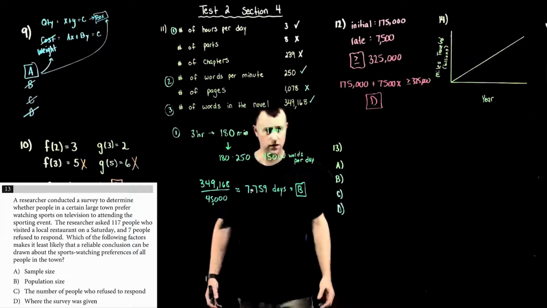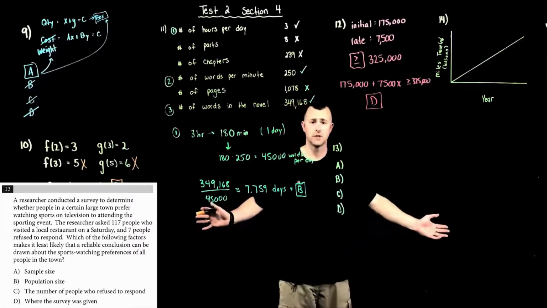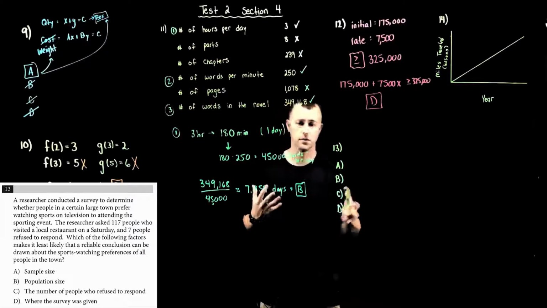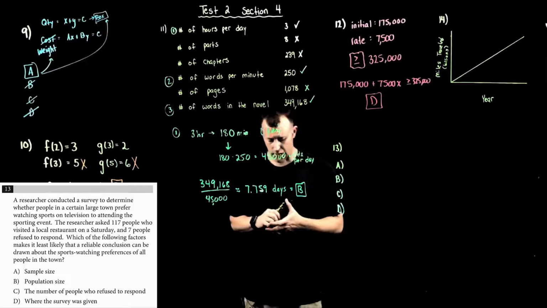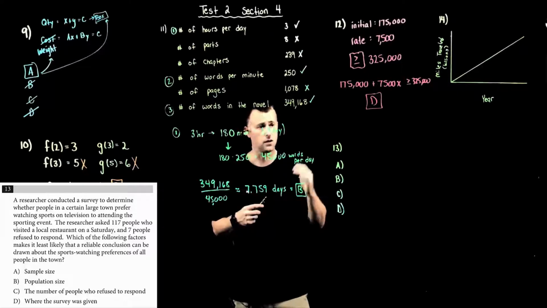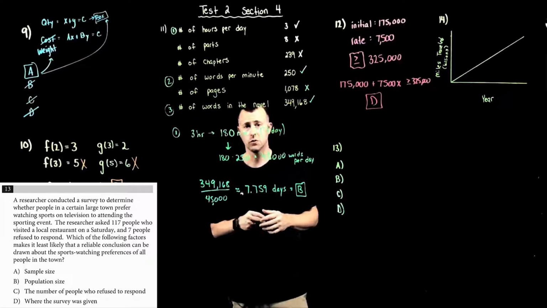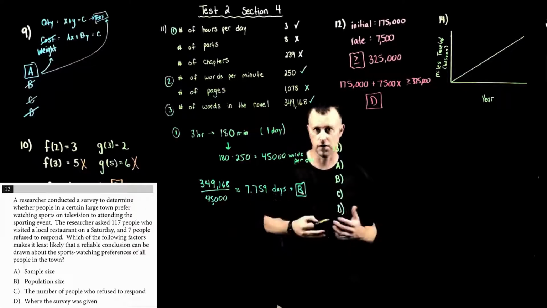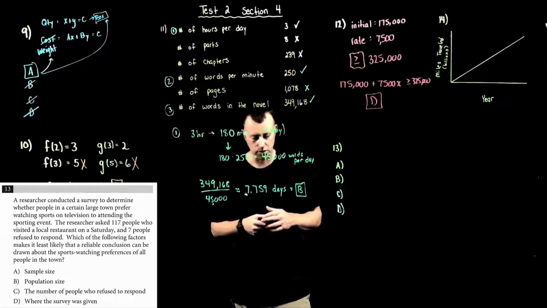This one is just a good old process elimination question. It's asking you about a survey that was done, and all you really need to do is go through each answer choice and see which one would most affect your data or make it really inconclusive, or not getting a reliable conclusion here.